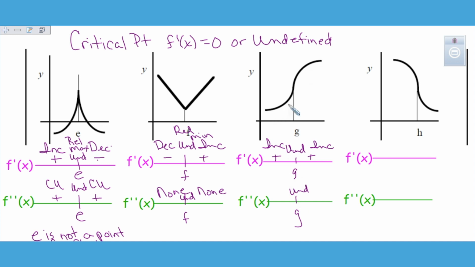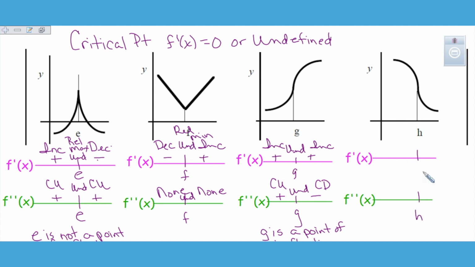In this case, this is concave up. That means the second derivative will be positive. This is concave down, which means it will be negative. And I'm going to write that up there. Did it change concavity around an undefined or 0 place? Yes, it did. So G is a point of inflection because the second derivative is 0 or undefined, and it changes signs around it. So G is.